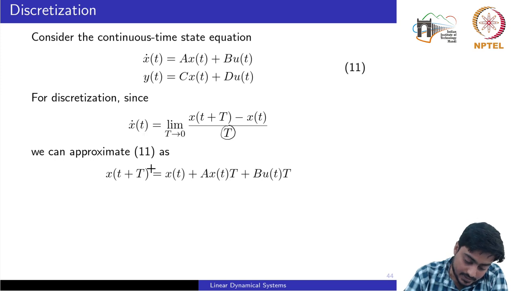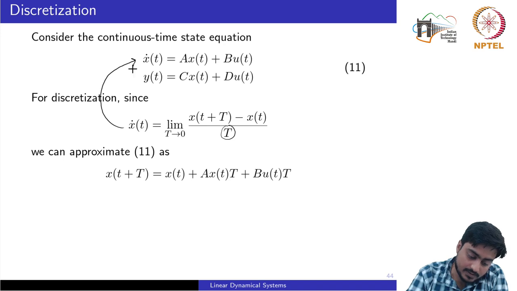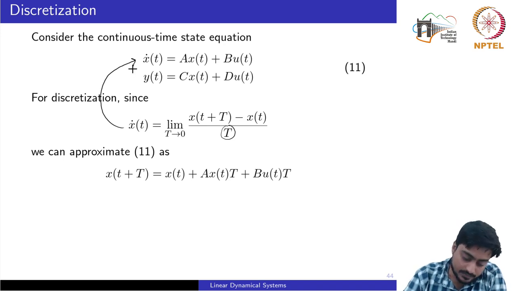So now if I put this equation into this equation, I would have x(t plus T) equal to x(t) plus A x(t) T plus B u(t) T. I just put this part into this equation.